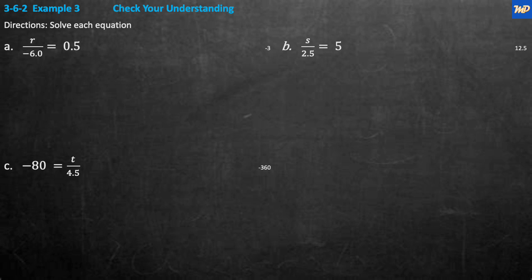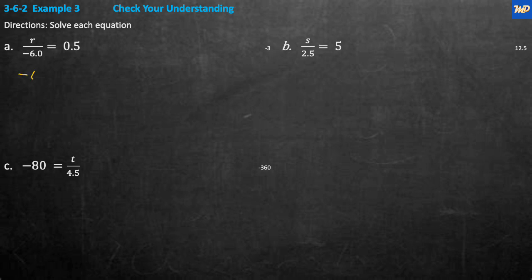Okay, now that you're back, let's start with A. A says we want to get the r by itself with a coefficient of 1. In order to do that, we have to have negative 6.0 divided by negative 6.0. That's 1. Negative 6.0 over negative 6.0 is a 1. So I'm going to do it right here.